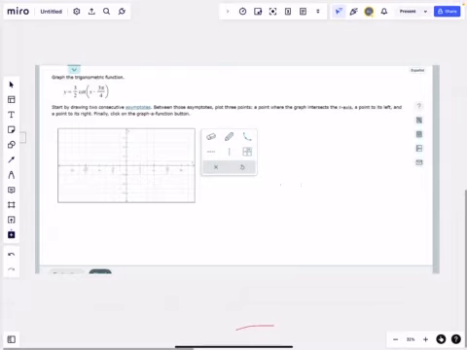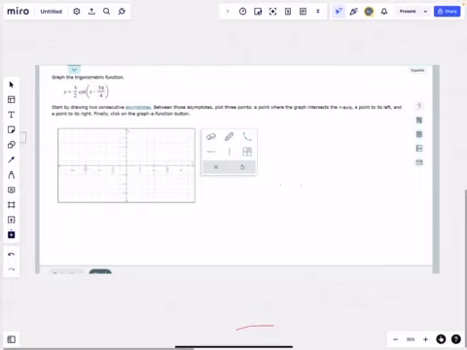Hi friends, this video is going to talk about how to make the adjustments from graphing tangent to graphing cotangent. There's just a couple of adjustments that need to be made, but let's talk first about what the actual graph of cotangent looks like and why.